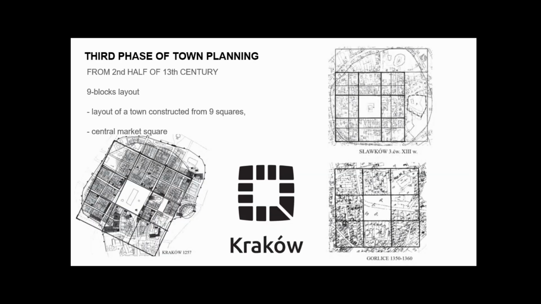And here we can see, in the second half of the 14th century, the town planning became very regular, like in the town where we are now, Krakow. You can see that the plan becomes a 9-block layout with a central market square. But in Central Europe, the pattern of regular town planning developed quite independently from West Europe, based on local experience.